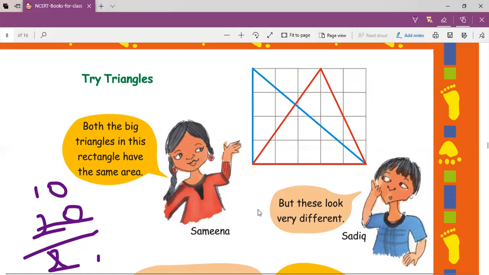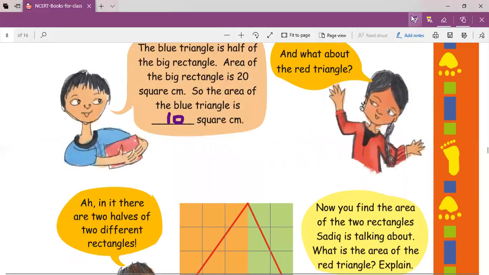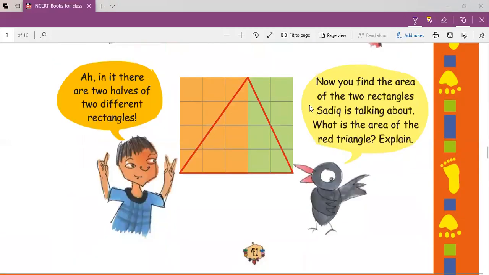Okay, next. Now Samina is saying, what about the red triangle? So let's go down. Now Sadiq is saying, in it there are halves of two different triangles. Halves means what? They have shown two colors. We can see a saffron color rectangle and a green color rectangle. So this is one color. And if you observe the triangle, it is exactly half of both rectangles.